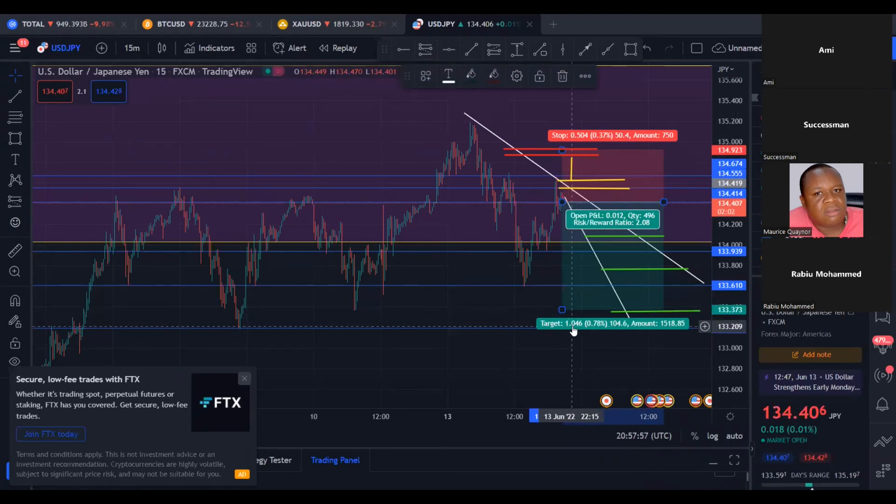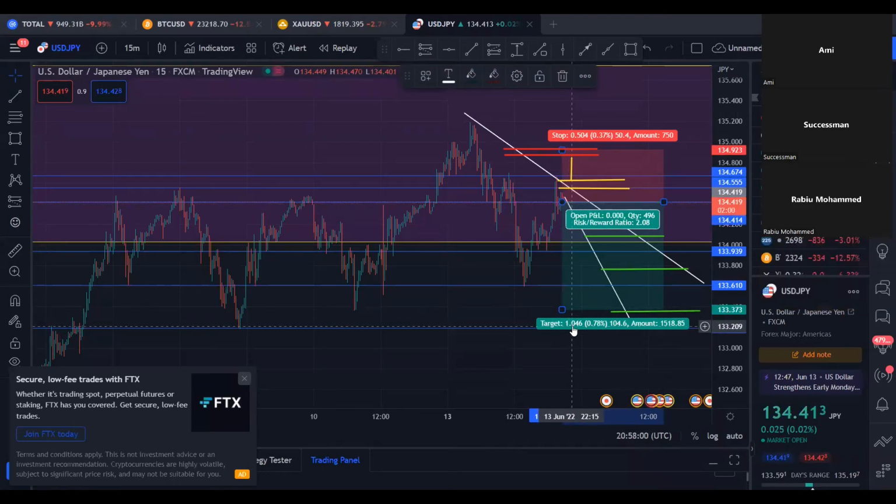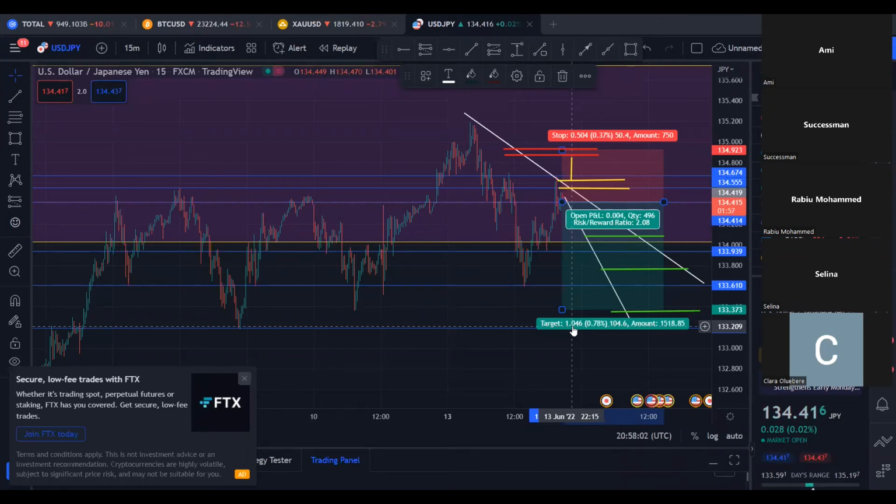So you can see that based on the setup, the stop loss is what? 0.37 against 0.78, which can now let you know your risk to reward ratio, 2.08, which means that what you are risking to lose is smaller than what you want to earn at the end of the day. So that is how the whole trading or technical analysis goes on.